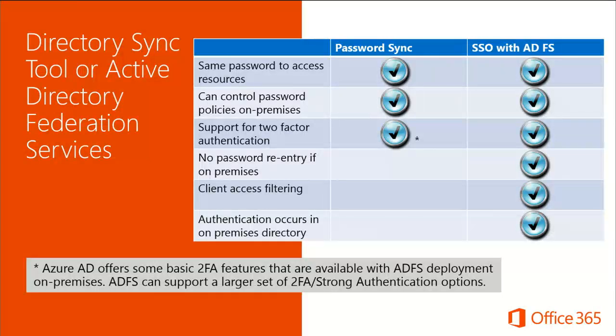Client access filtering. What's client access filtering? You can't do that with password sync. Client access filtering allows you to block users from accessing Office 365 if they're coming from certain IP addresses. And then authentication occurs on-premises directory. There are a couple of reasons you might want your authentication to specifically occur in your on-premises directory. You may have security policies requiring changes to be implemented immediately rather than waiting for a synchronization to occur.